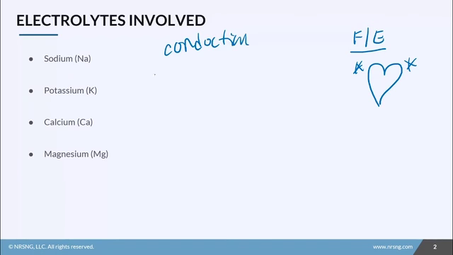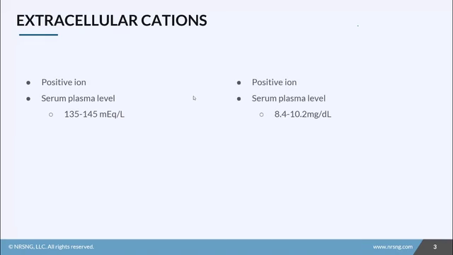And that would be sodium, potassium, calcium, and magnesium. These electrolytes are involved with the conduction and contraction of the heart. So you always got to make sure that you keep an eye out for your patient's electrolyte values, because these help the heart maintain a good rhythm. Without it, we would have some crazy arrhythmias, and you don't want those. So let's break them down and talk about how each one of them works.